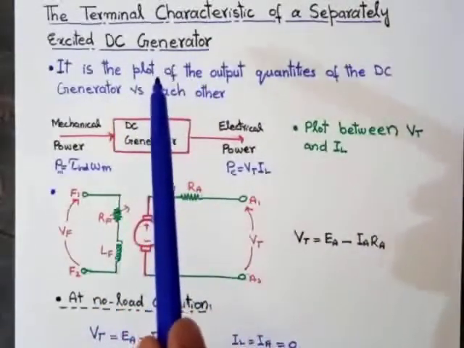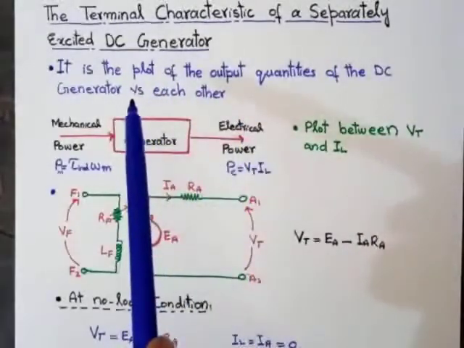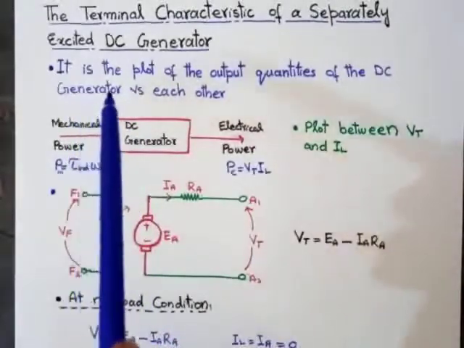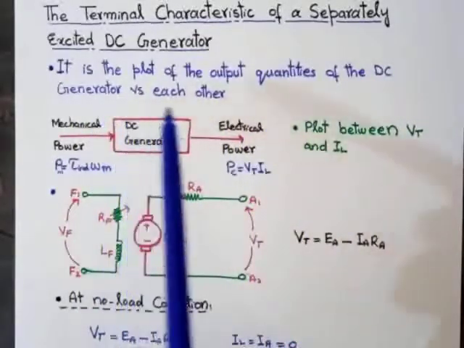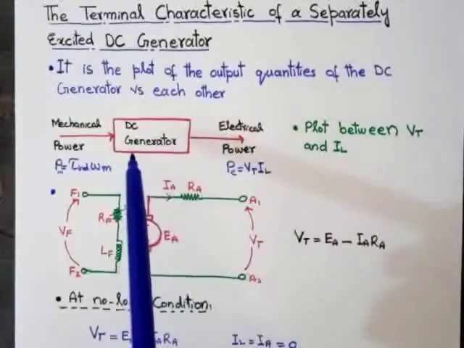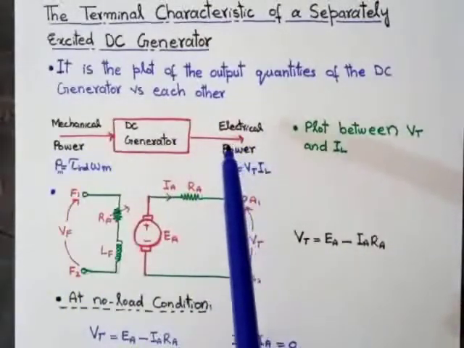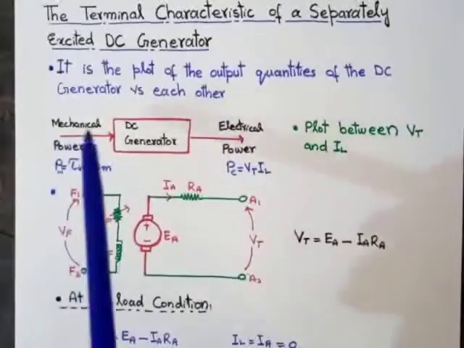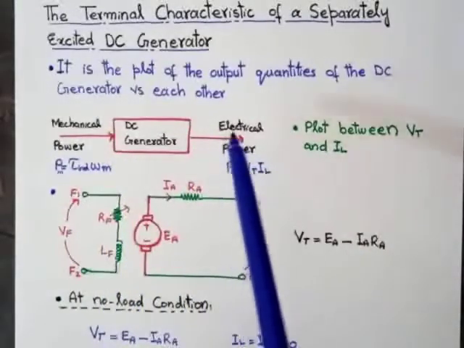A terminal characteristic is the plot between output parameters in case of DC generator. That is, it is the plot of the output quantities of the DC generator versus each other. As we know, DC generator transforms mechanical power into electrical power. That is, the input power of the DC generator is the mechanical power and the output power of the DC generator is the electrical power.